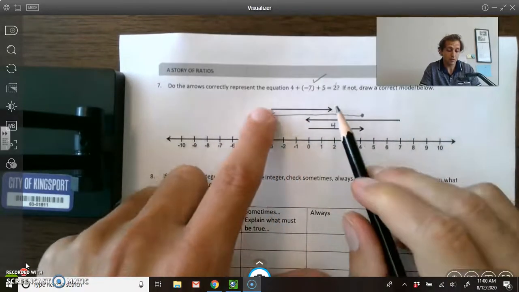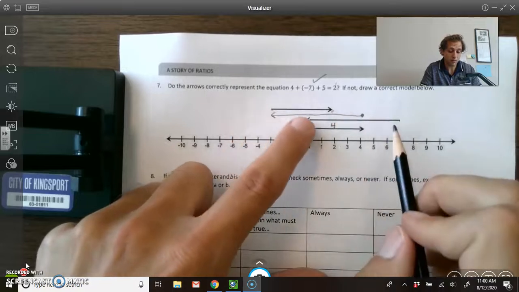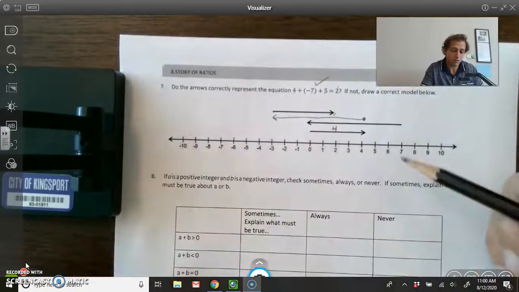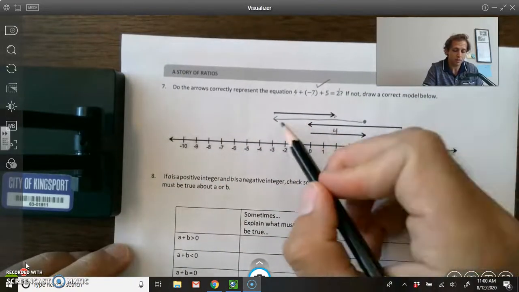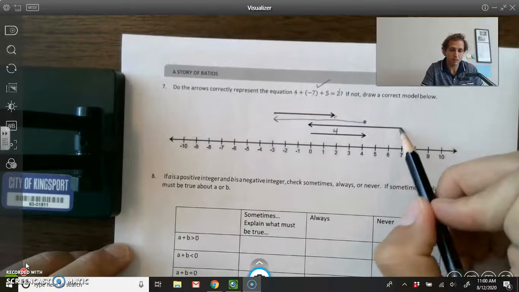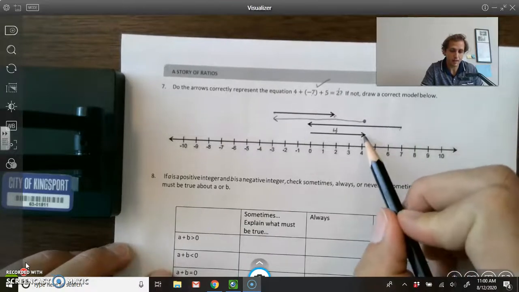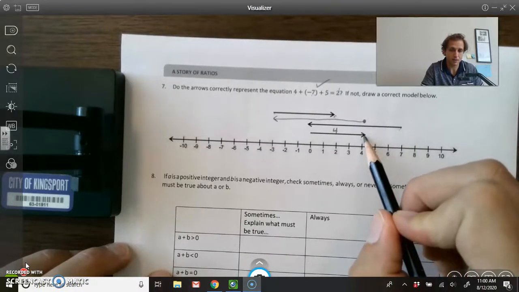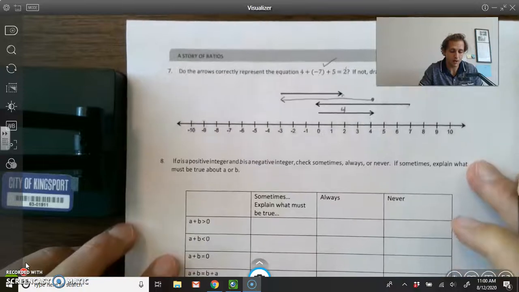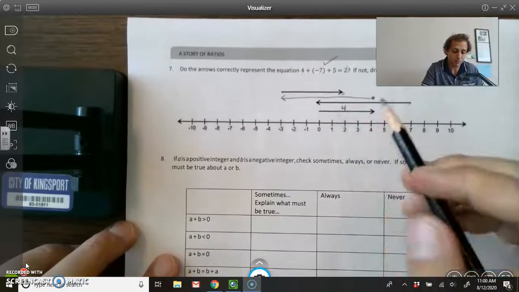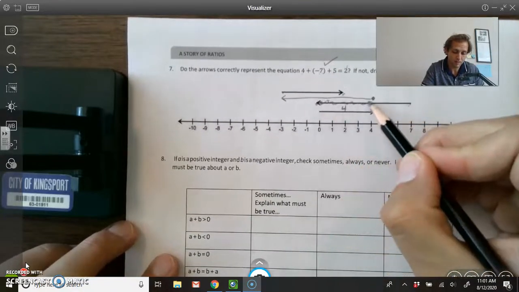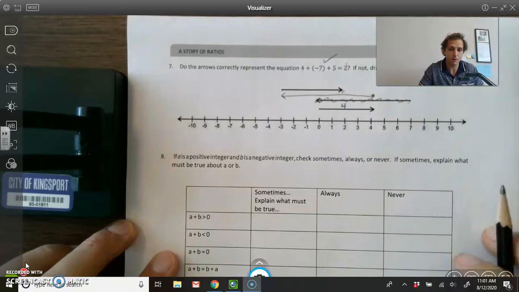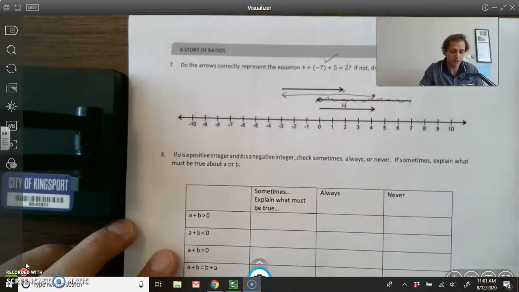The placement of this vector would be correct were this vector correct. So we really just need to shift this vector and make sure that the vector begins at the end of the previous vector. That's what we need to do every time. Okay? And now the model is correct. If we get rid of this, now we have a correct model. And the sum is 2, and we're all good there.